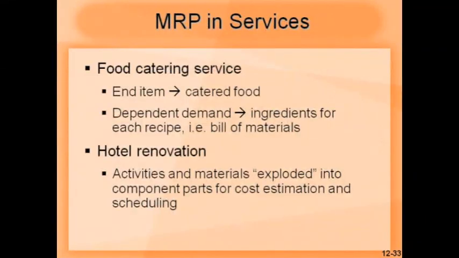Now MRP, although you may come across more examples in the manufacturing area, has also been very useful in services. Two examples are given on this slide. The first one is a food catering service, where the end item is the catered food, and for dependent demand, you have the ingredients for each recipe, which is captured by the bill of material. The second example is a hotel renovation. Activities and materials are exploded into component parts, meaning broken down into component parts for cost estimation and scheduling. So you can see that MRP is also useful in services, not only in manufacturing.